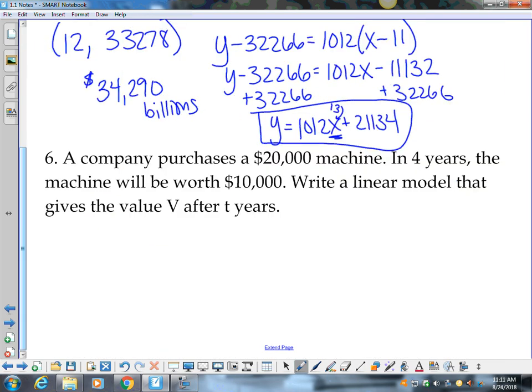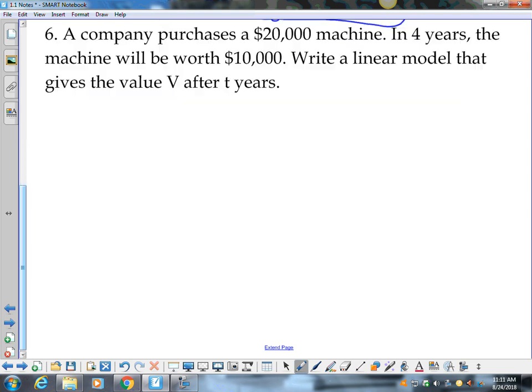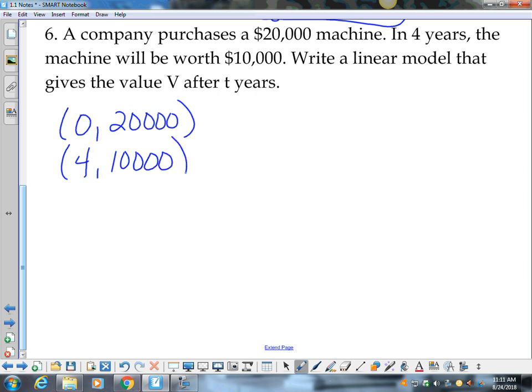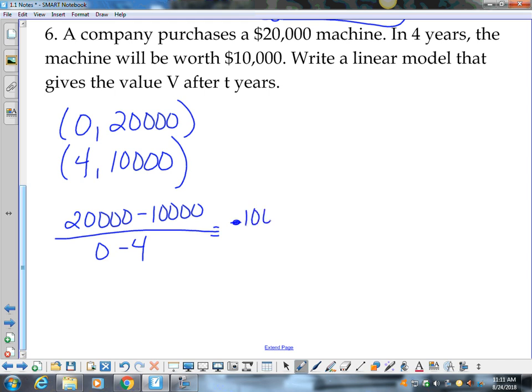Okay. A company purchases a $20,000 machine. In 4 years, the machine will be worth $10,000. Okay, so when we start, it's worth $20,000, and in 4 years, it's depreciated, assuming it's a linear depreciation. So I'm going to find my slope. So y minus y over x minus x. Let's see, that's a positive 10,000 over negative 4, which is negative 2,500. So that's how much it's going down per year.